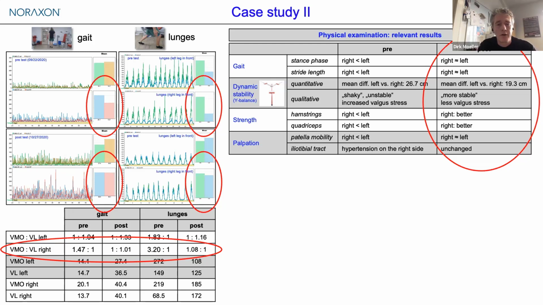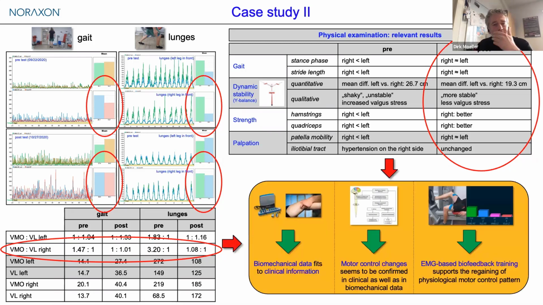The qualitative results, it looks more stable and less valgus stress. Strength test, right becomes better on both the hamstrings and the quadriceps. And the palpation, the patellar mobility is right and left more or less the same. And the iliotibial tract is still unchanged. It's still hypertense.